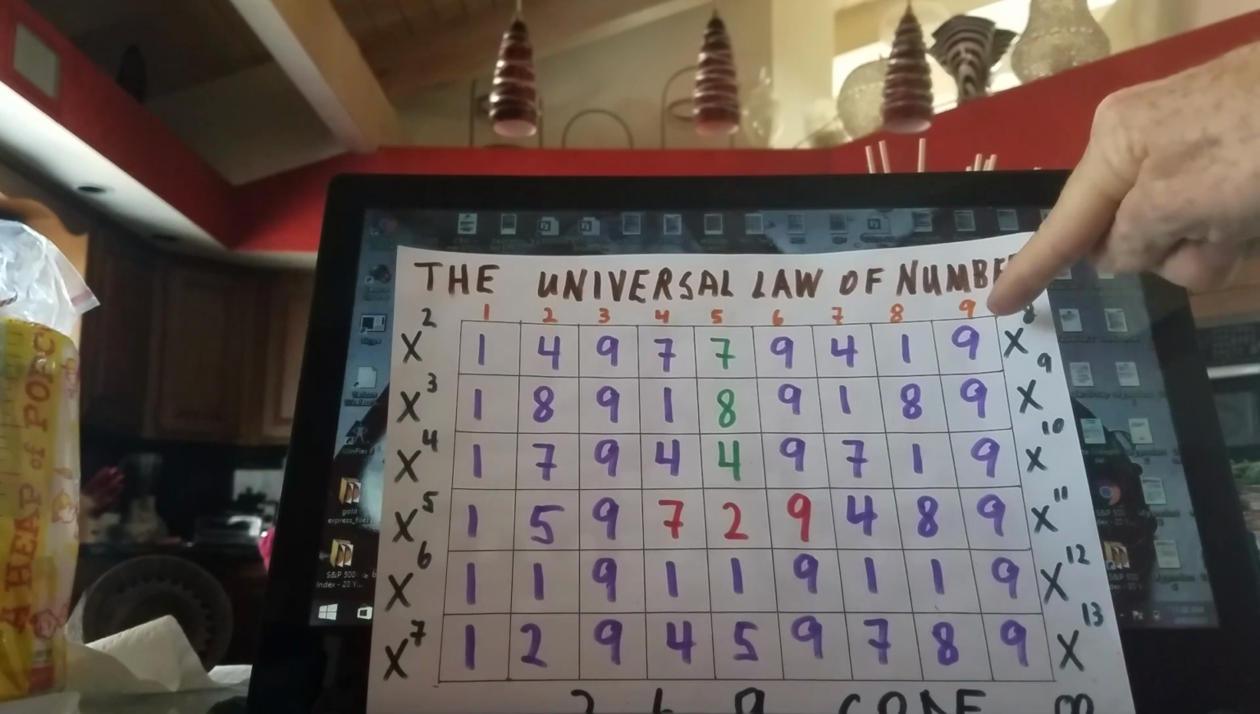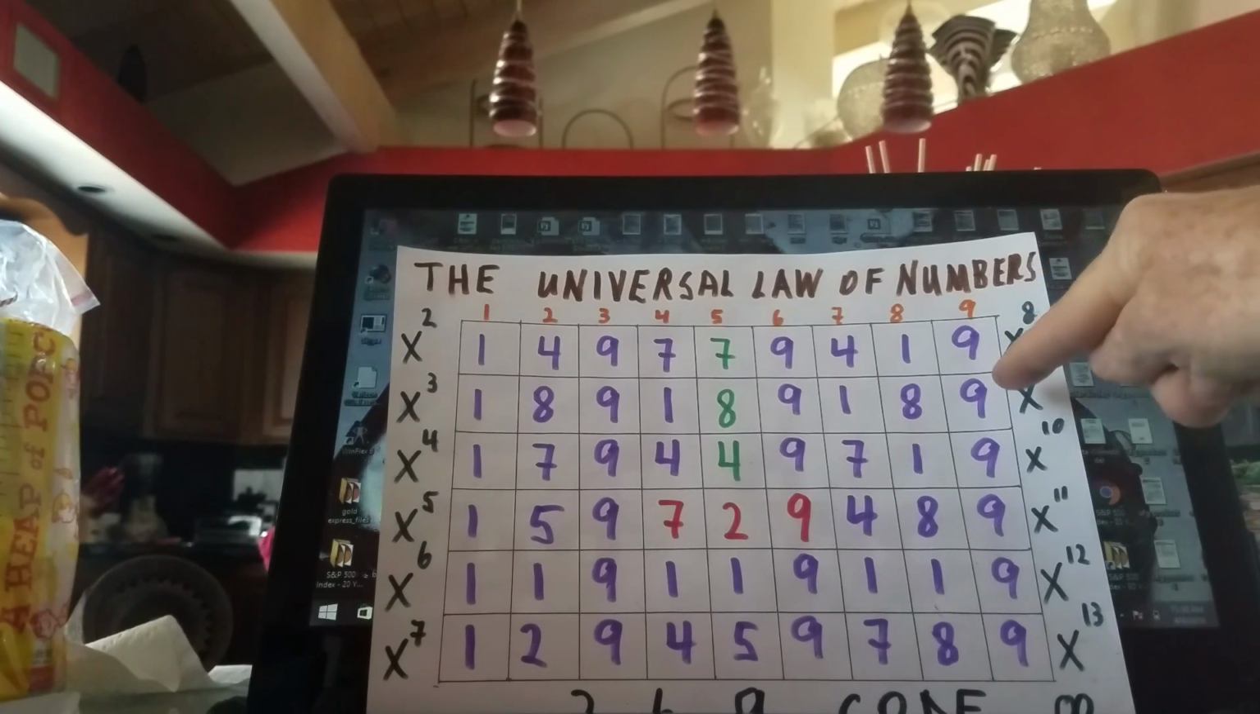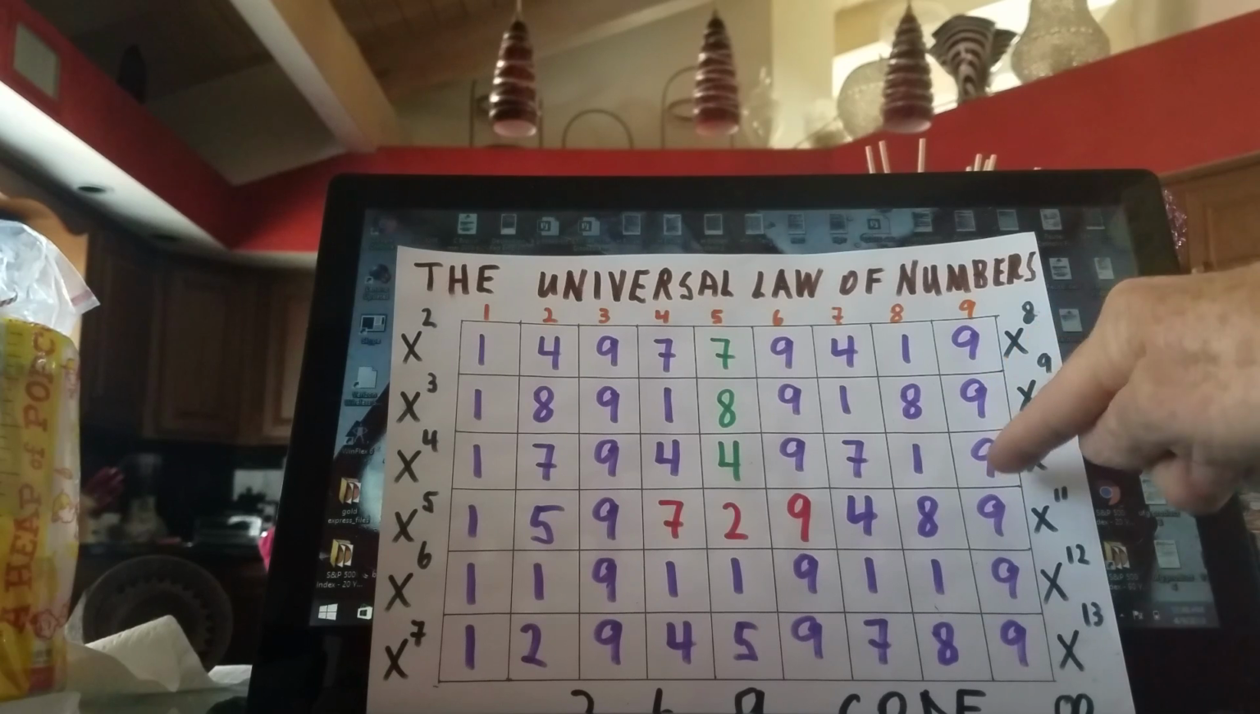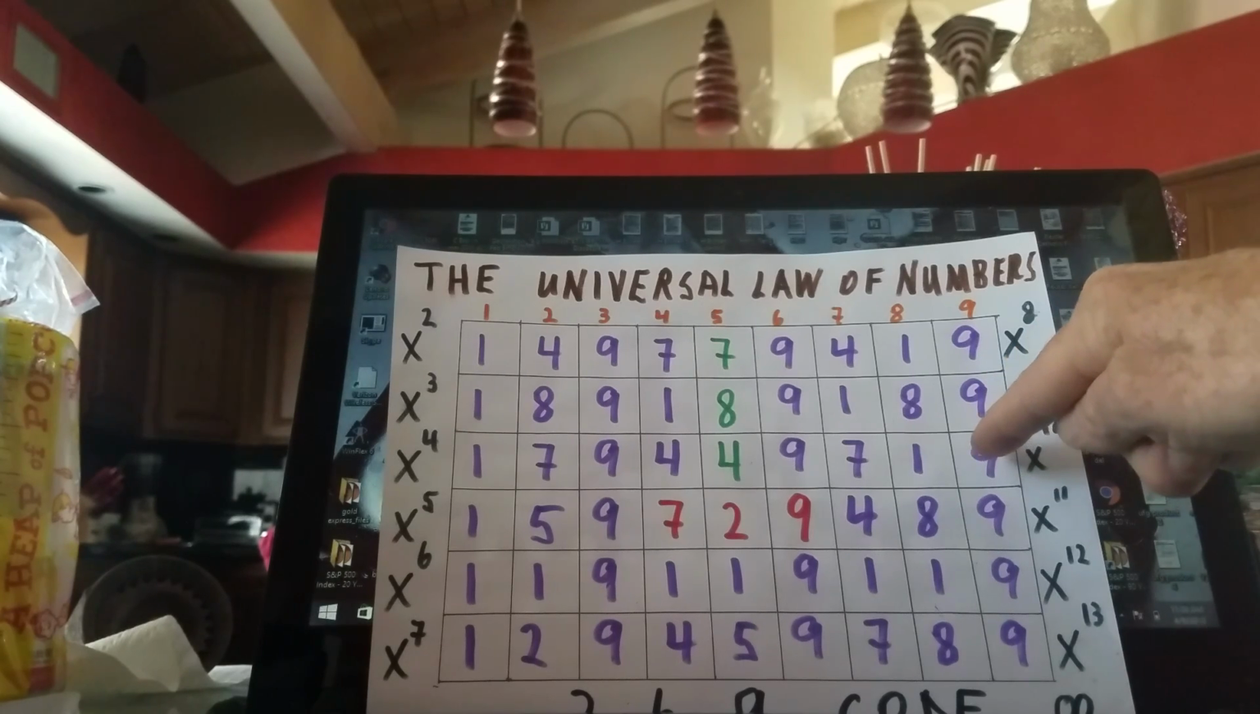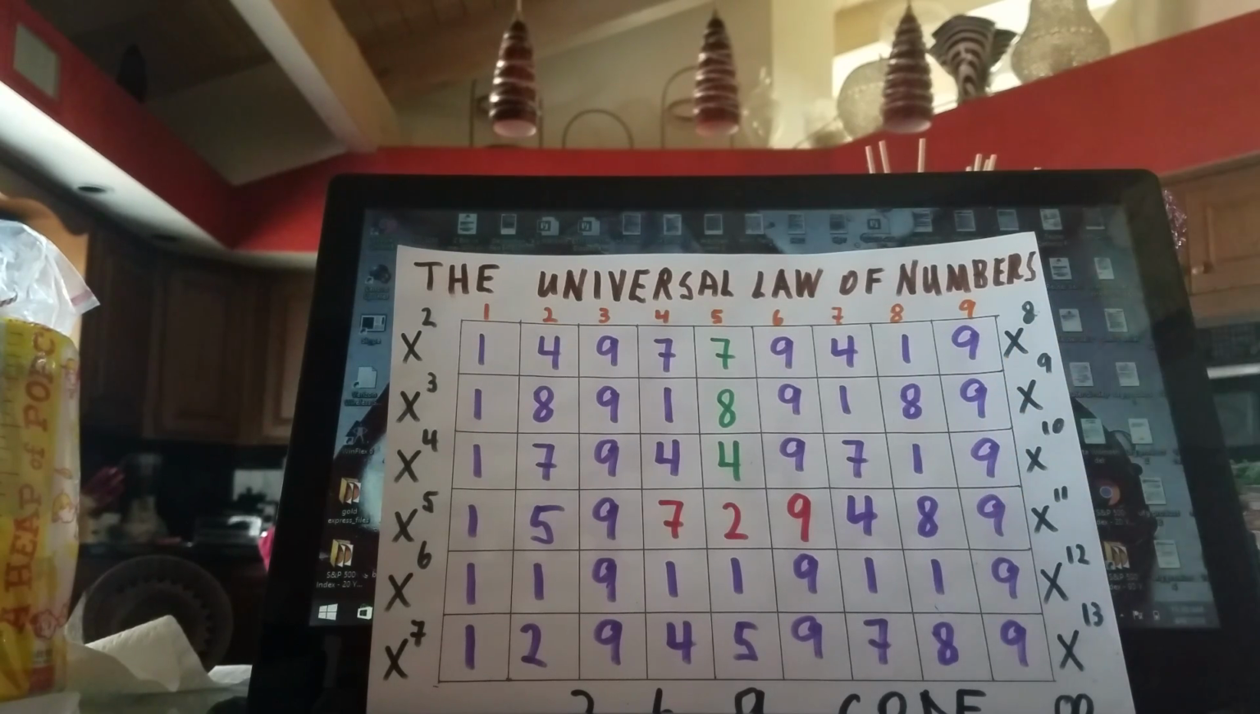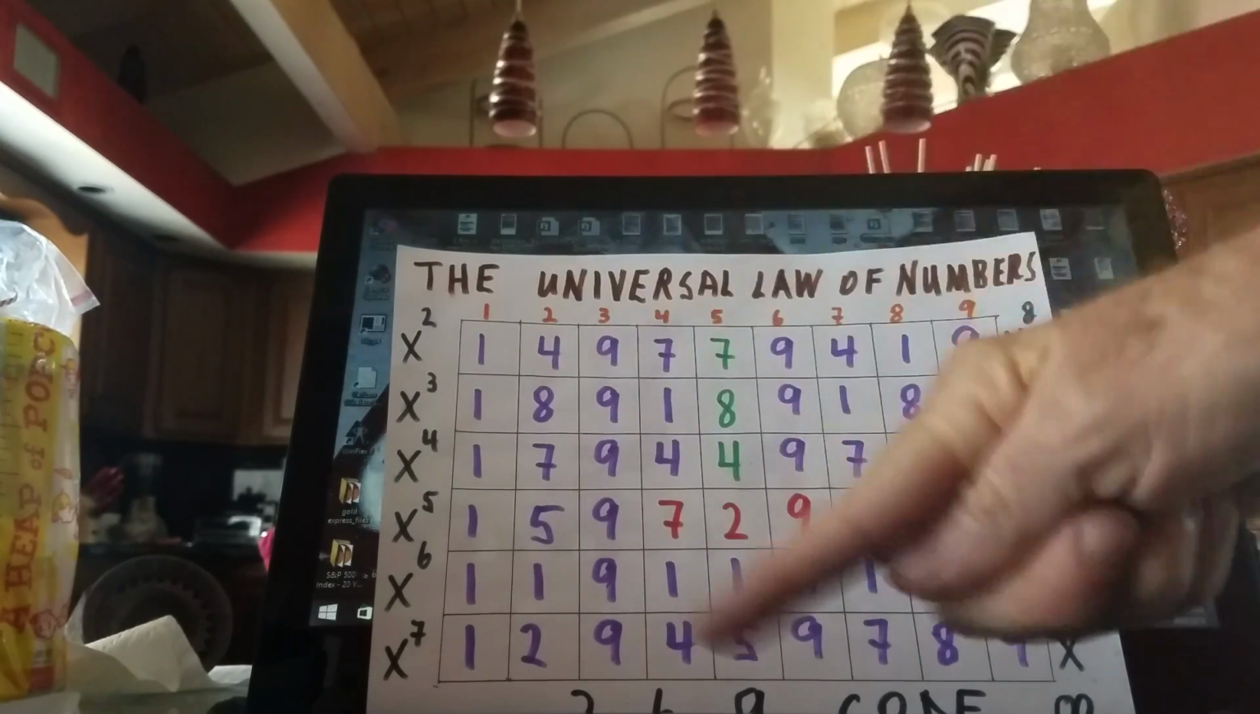And this 9 times 9 is 81, times 9 is 729, times 9 is 6,561, times 9 is 59,049, and it goes to 531,441, and then it goes to 4,782,969, and all of those numbers will always reduce to a 9. So that's how it's revolving like this.